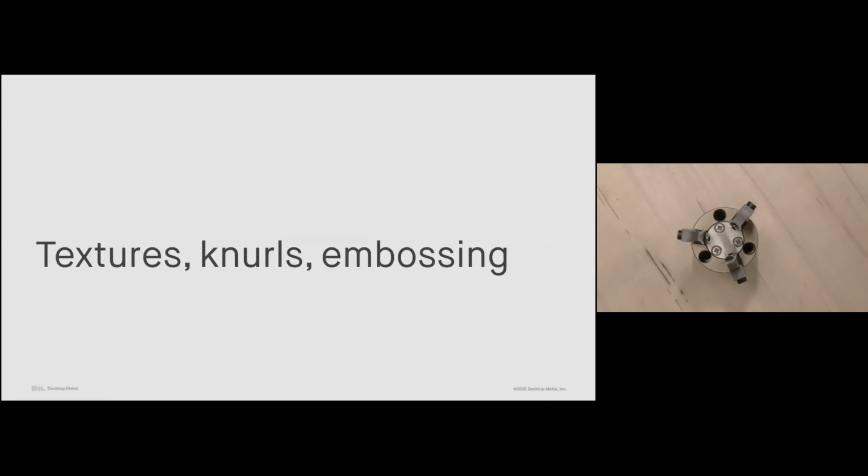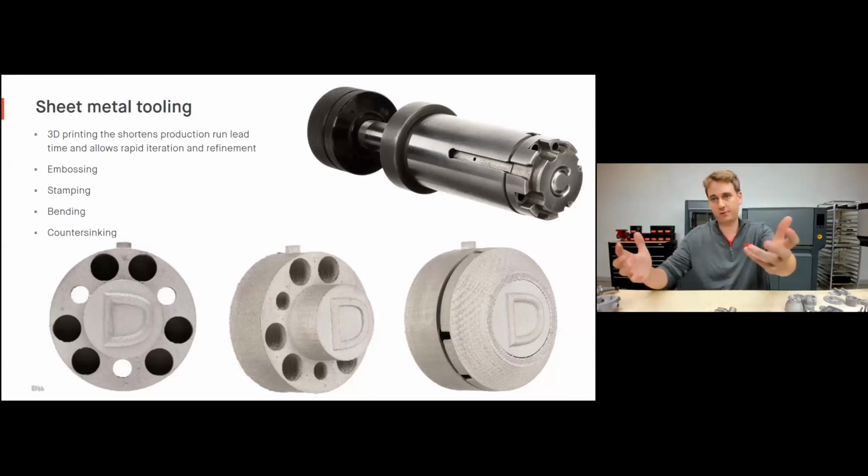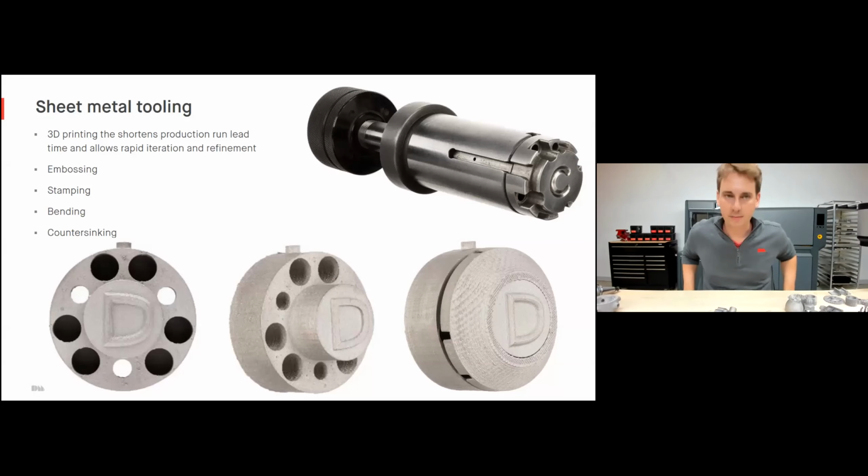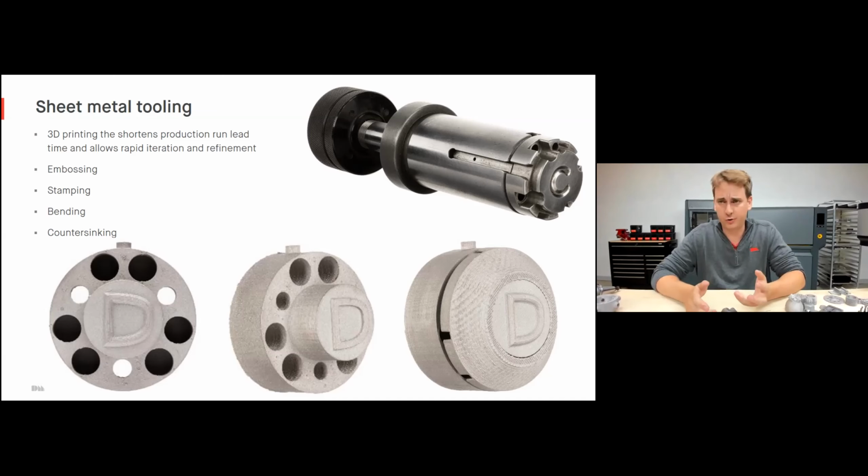Texting, knurls, and embossing. This is very common for sheet metal tooling. 3D printing allows you to greatly shorten the lead time and allows rapid iteration and refinement on sheet metal tooling. Many sheet metal parts are made with traditional tooling, where we're buying off-the-shelf tools and designers are conforming to those tools. But every now and then you do need a custom tool for a custom job, or something that will just make your life a little easier.